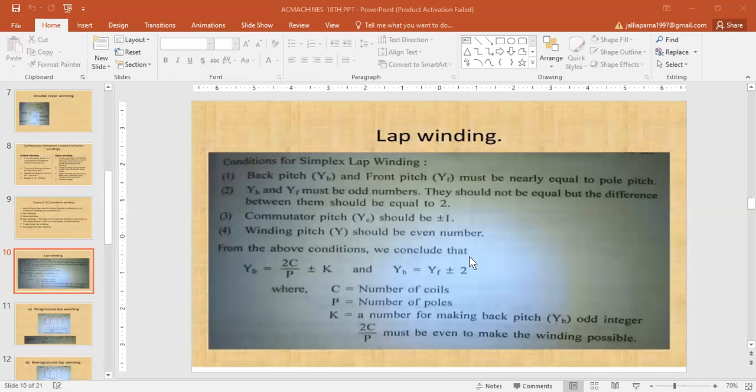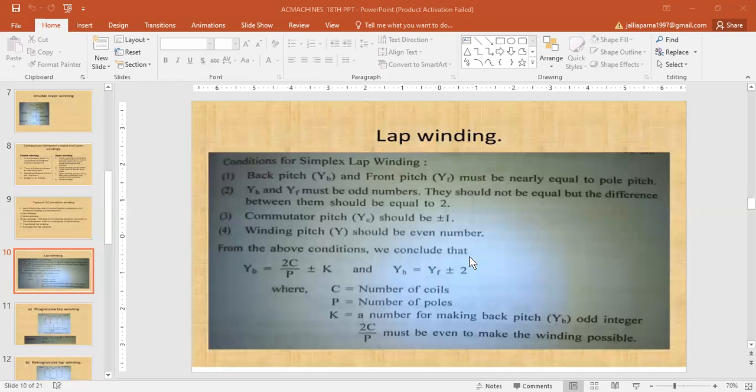The number of slots for two-layer winding is equal to the number of coils. The number of commutator segments is also the same. The number of parallel paths in the armature is equal to M into P, where M is the multiplicity of the winding and P the number of poles. Taking the first condition, we have YB equal to YF plus 2.